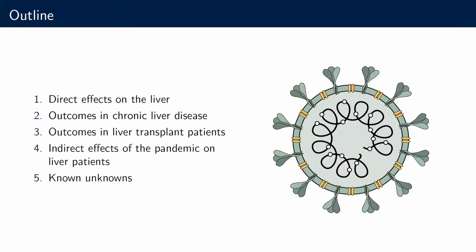What I'm going to go through briefly is some of the direct effects on the liver, some outcomes in chronic liver disease, as in how do patients with chronic liver disease do when infected with SARS-CoV-2, then the same in liver transplant patients, and then some discussion, and this is a little more theoretical, but around the indirect effects of the pandemic on liver patients, and mention some things that I think it's important that we should know that we do not currently know.